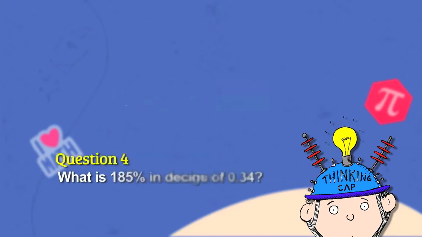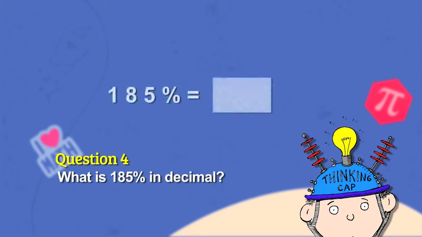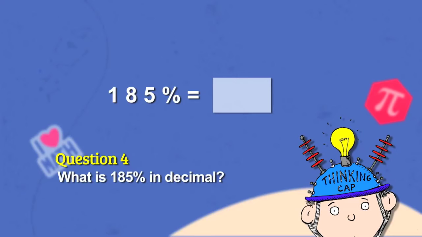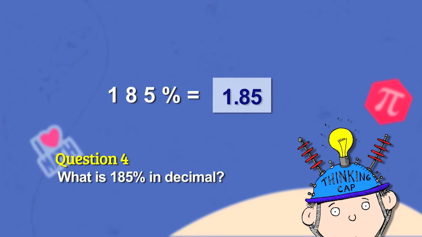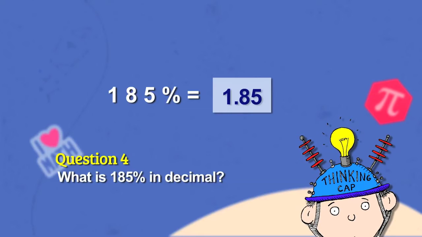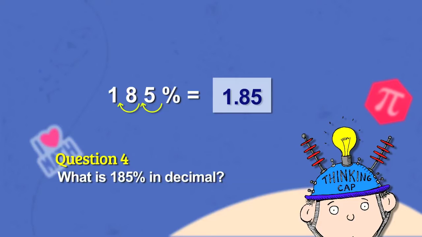Last question. What is 185% in decimal? Correct. The answer is 1.85. How do you change it? Is to move the decimal point 2 places to the left.